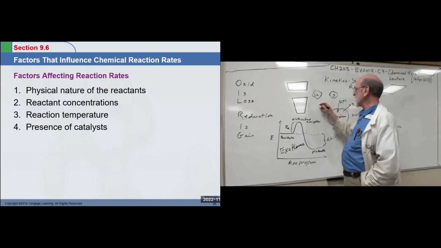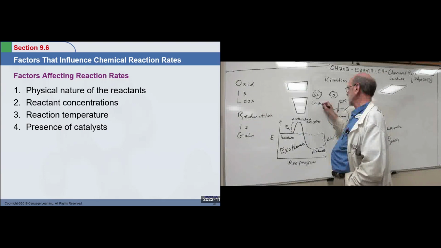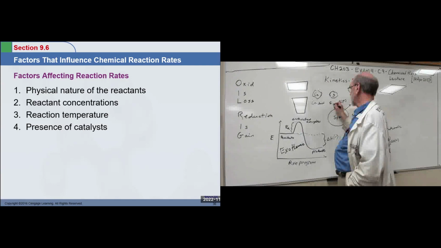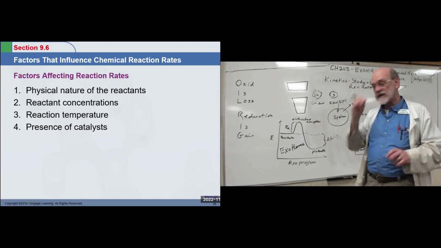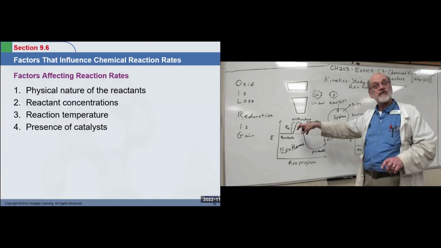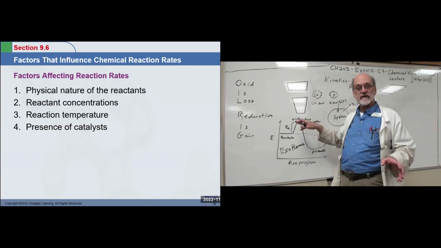But what if calcium is pulverized? Calcium dust and sulfur dust. Mix them together, and then give them enough activation energy to get them started. Then that reaction is going to go really fast.